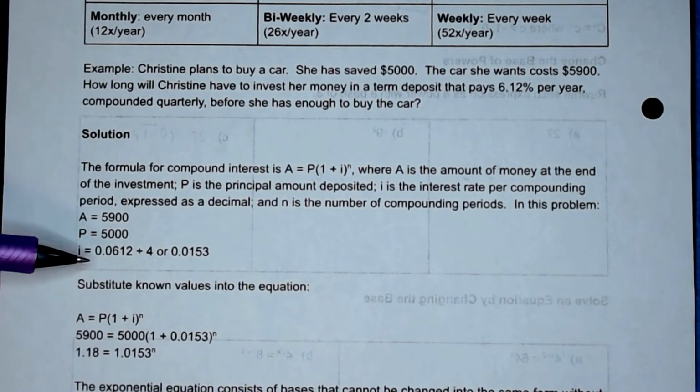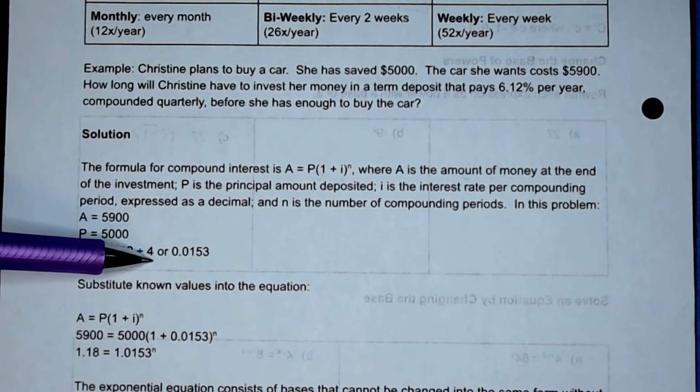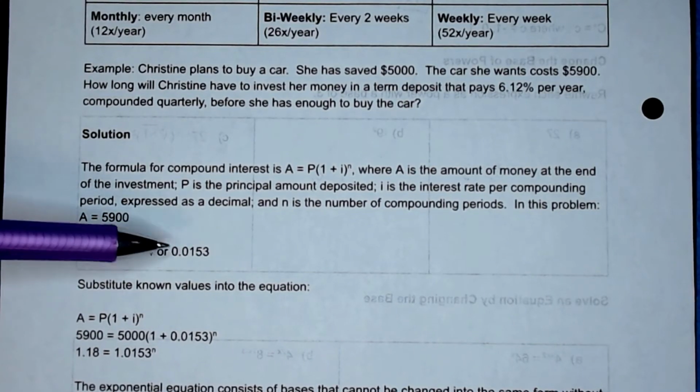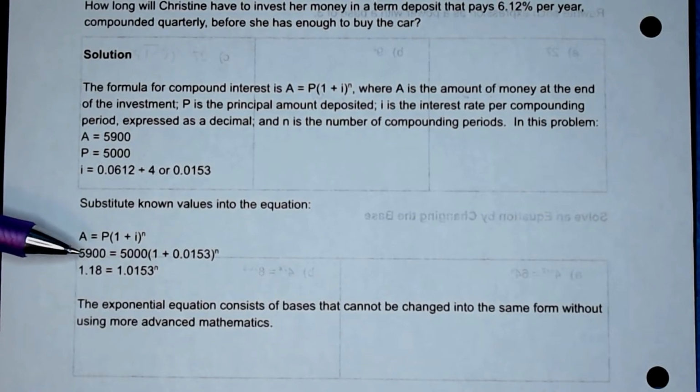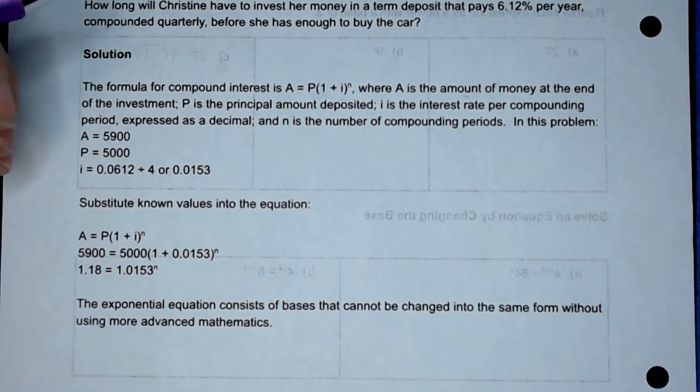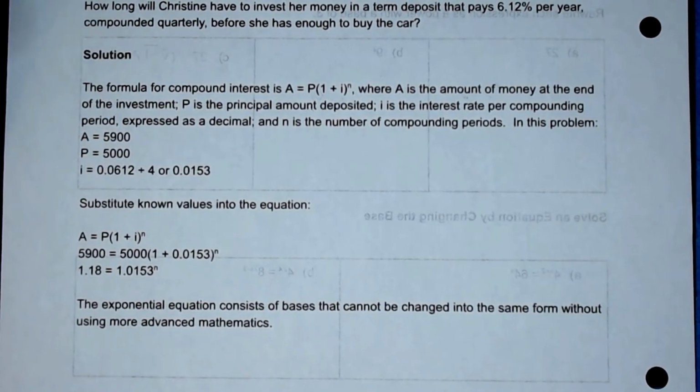That's the only number that you're actually going to have to do something with. So you'll just take the interest rate as a decimal. Don't forget to change it to a decimal. Divide by 4, and you'll get 0.0153. Once you've done that, you can substitute your known values into the equation and then solve for n.